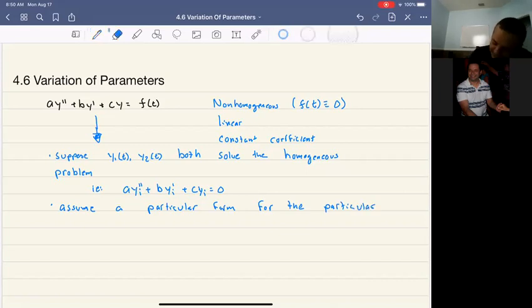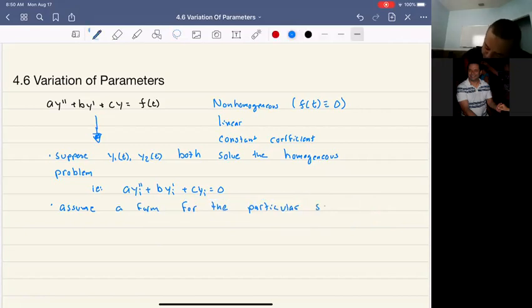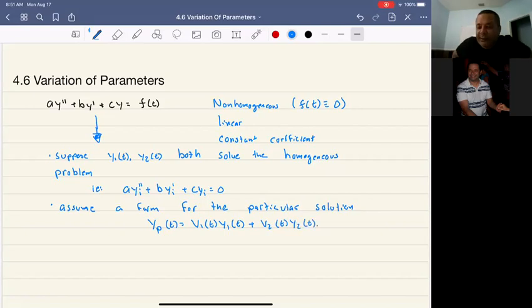So assume a form for the particular solution, y sub p of t, of the form v sub 1 of t times y1 of t, plus v sub 2 of t times y2 of t. We're going to see what that gets us. The first thing we're going to do is plug it into the original equation, so we need to find yp prime and yp double prime.